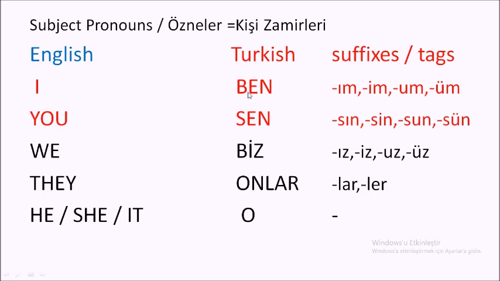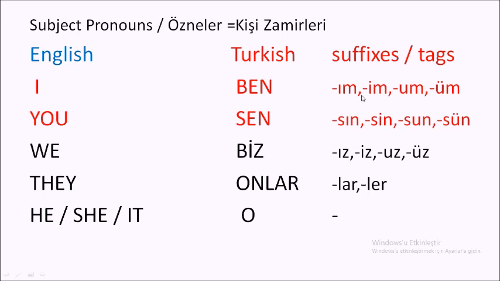And for these subject pronouns, we use suffixes or tags at the end of verbs or adjective forms or noun forms in Turkish. So, let's start with these suffixes, how we pronounce them. For ben, we say im, sen, sın, sin, sun, sün, biz, iz, uz, üz, onlar, lar, ler. But for he, she, it forms, in Turkish we don't use any suffixes or tags to describe.